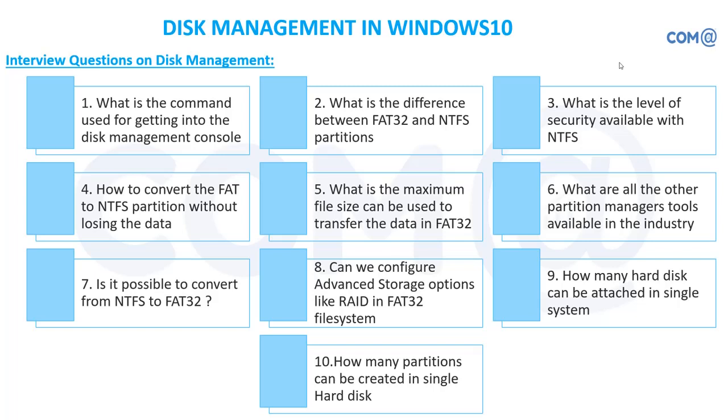Can we configure advanced storage options like RAID in a FAT32 system? No. It supports only NTFS partition, first of all. Second, it requires server hardware. You cannot do it with desktop hardware. How many hard disks can be attached in a single system? As per IDE, you can have 4 hard disks or 3 hard disks and 1 CD-ROM. SATA also gives 4 hard disks, separate 4 channels, or sometimes you will get additional channels also.